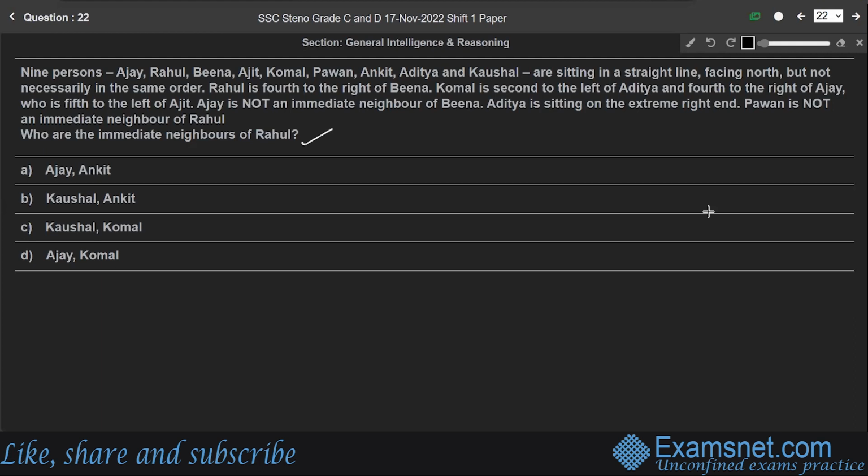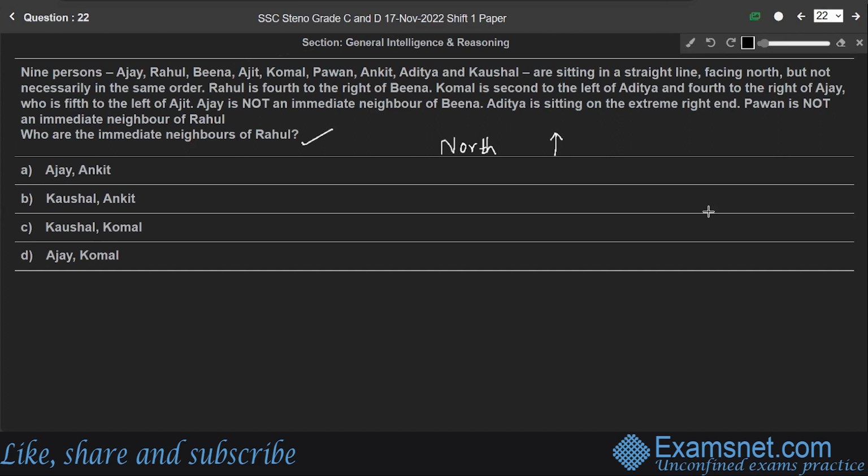Question number 22. 9 persons, Ajay, Rahul, Beena, Ajit, Komal, Pawan, Ankit, Aditya, and Kaushal are sitting in a straight line facing north, but not necessarily in the same order. So we'll consider the north direction. So all are facing north direction. There are 9 members sitting in a straight line.